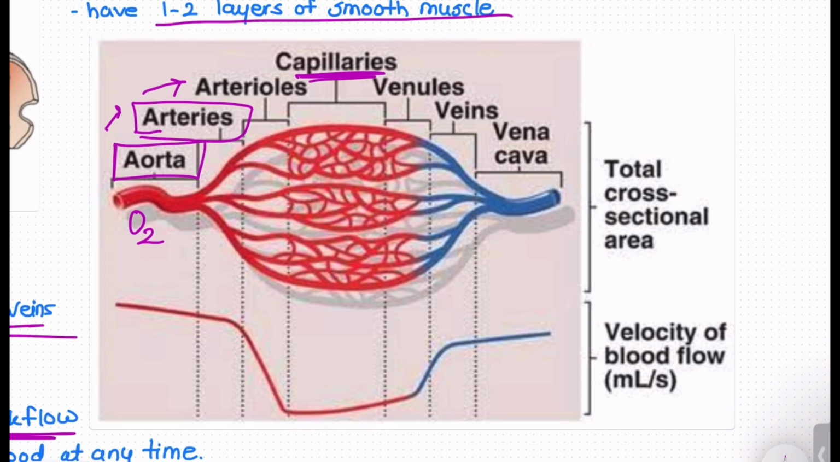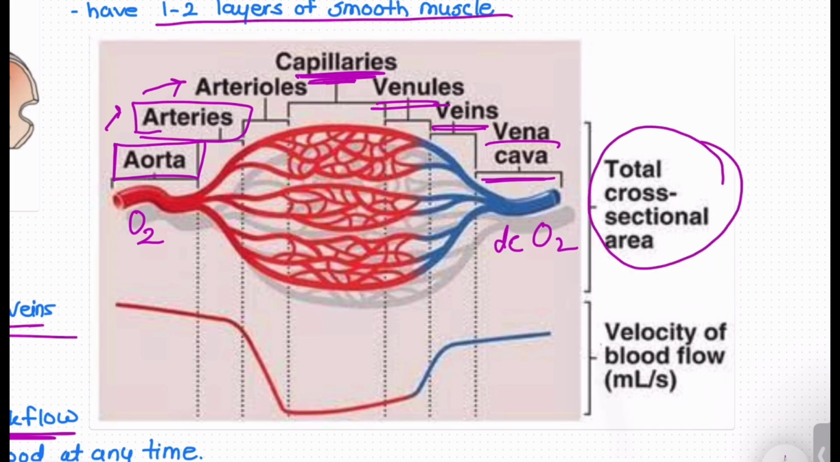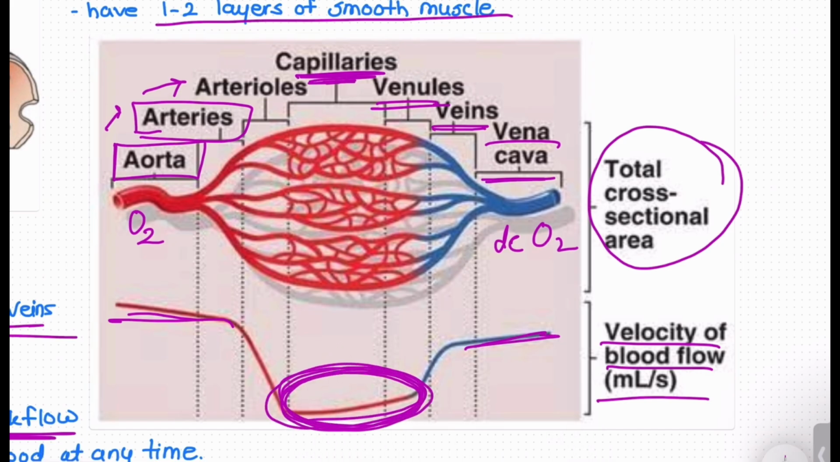Then let's see the deoxygenated blood side. Vena cava is the largest vein. After that, veins, then venules, and then capillaries. Capillaries are the smallest. These are cross sectional areas, and this is the velocity of blood. Velocity of blood flow is highest in aorta and vena cava, then it decreases in capillaries. It is least in capillaries.